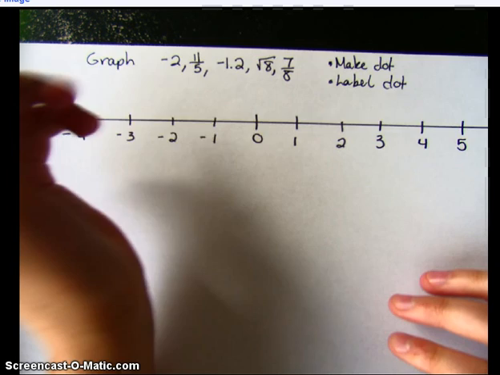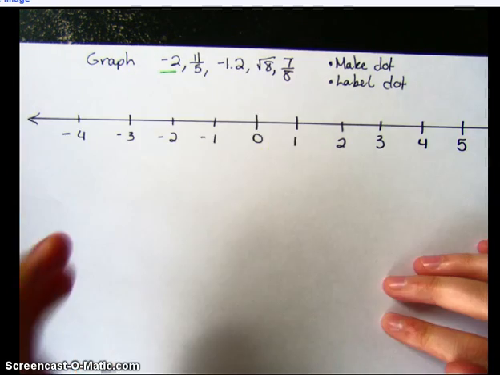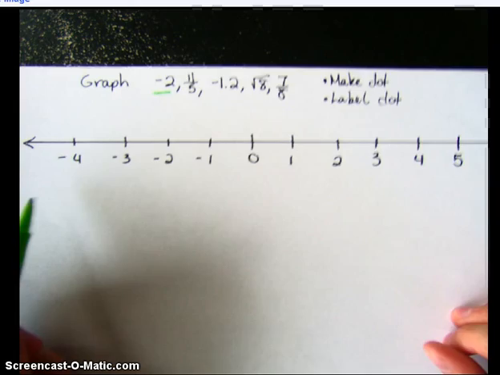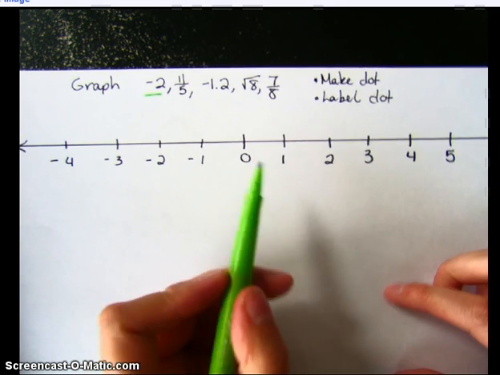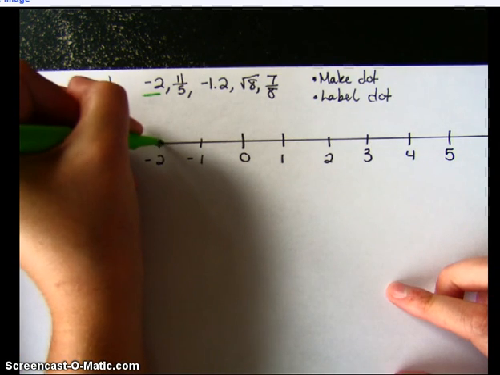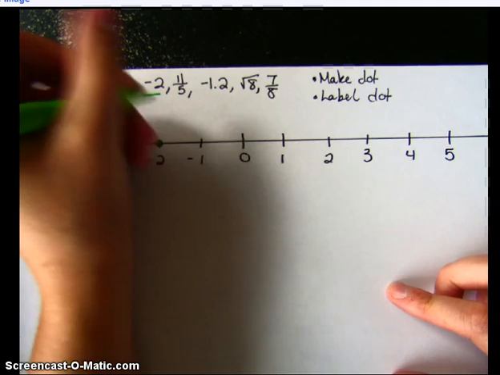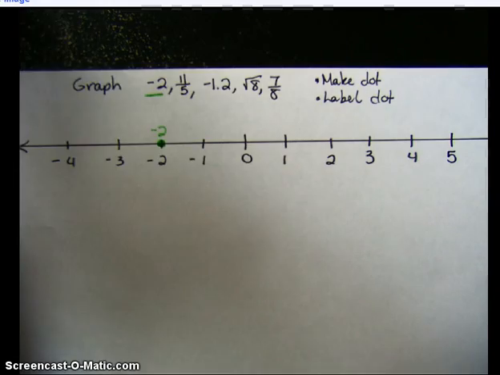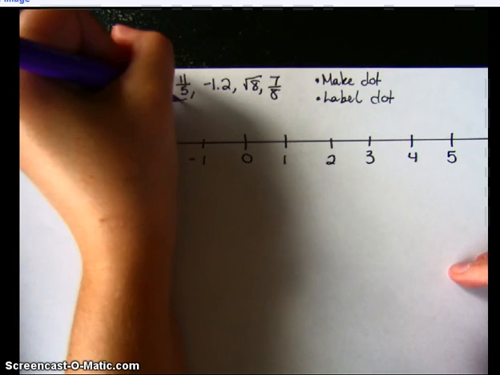So let's start with -2, and that one's going to be in green. -2 is an integer, and we have an integer number line here, so it's really easy to place. So -1, -2, I'm going to take a nice big dot, put that on the -2, and label it -2. Easy. Okay, let's take a look at 11/5.